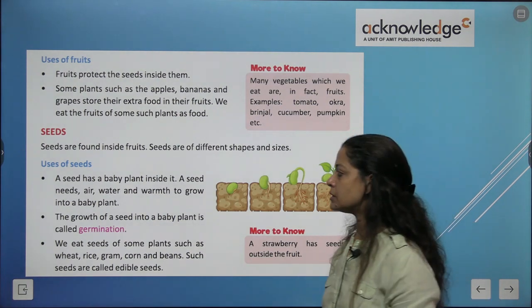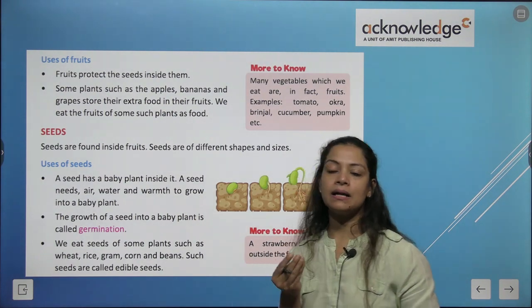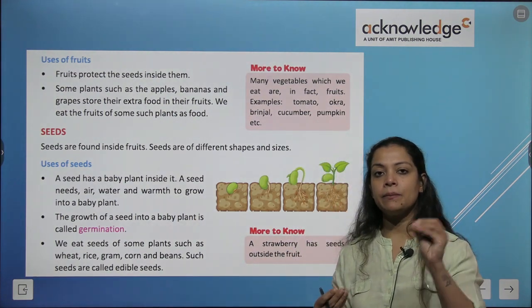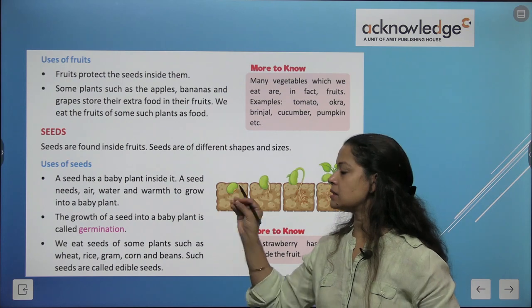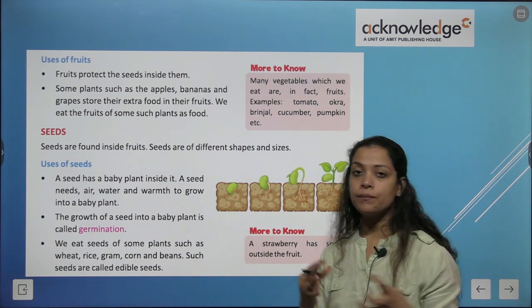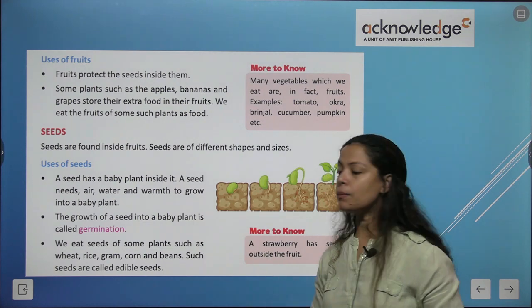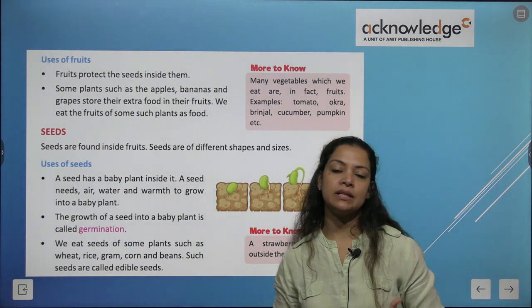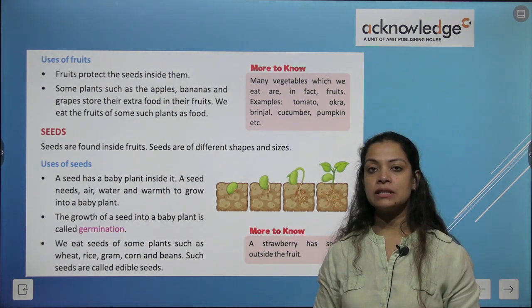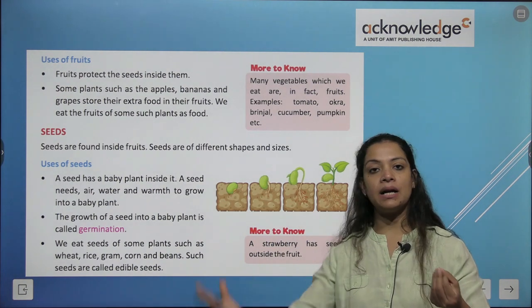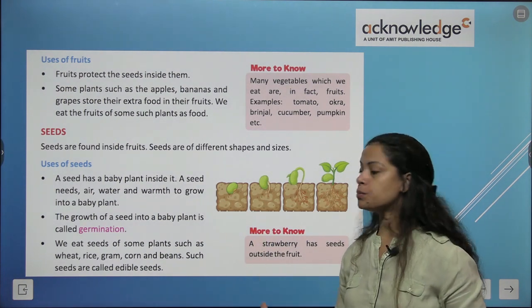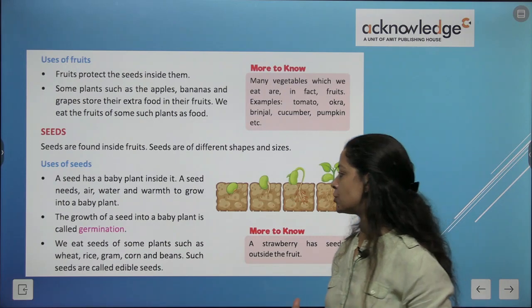What are the uses of seeds? A seed has a baby plant inside it. Seed में एक baby plant अंदर होता है. A seed needs air, water, and warmth to grow into a baby plant. The growth of a seed into a baby plant is called germination of seed. तो germination of seed क्या होता है? एक seed से जब plant तक grow हो जाता है, उस process को कहते हैं germination of seed.